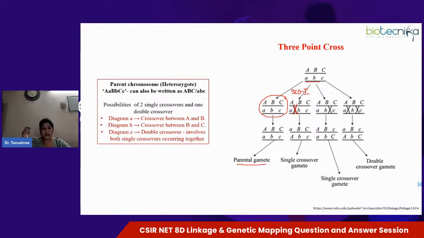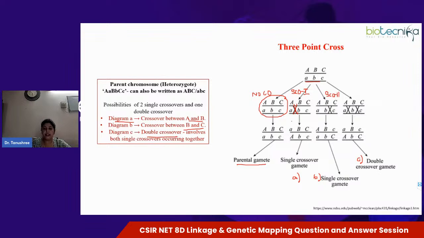First, when there is no crossing over. Second, when there is a crossing over between A and B. Third, when there is a crossing over between B and C, this is single crossover two. And the fourth one, where you have a double crossing over. So this is A, this is B, and this is C. That is what is mentioned over here: diagram A, crossover between A and B; crossover between B and C in diagram B; and diagram C showing double crossover, that is crossing over between A and B and also B and C.